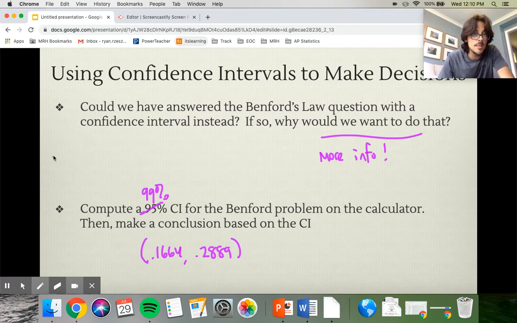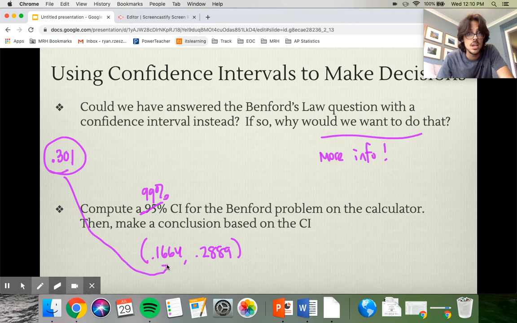If you think about H0, H0 was that the answer is supposed to be 0.301. And 0.301 is not inside of this interval. So there is convincing evidence the answer is not 0.301. It's that kind of convincing evidence thing we would do last chapter, where you check if your number is inside that interval. So confidence intervals can be more helpful.